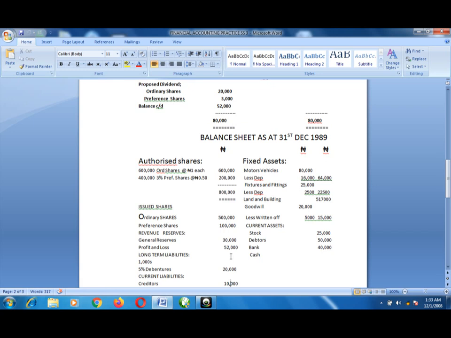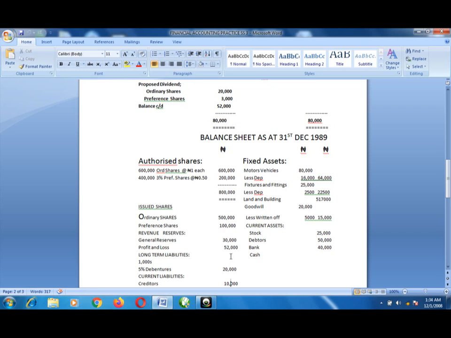The revenue reserve, remember, you have to prepare the profit and loss appropriation account. Here under the revenue reserve, you have a profit and loss. That is, the profit and loss means your balance carried down under the profit and loss appropriation account, which is 52,000 naira, must be transferred to under the revenue reserve. You have a profit and loss, you have 52,000 naira. And under the major body of the question, you have a general reserve.